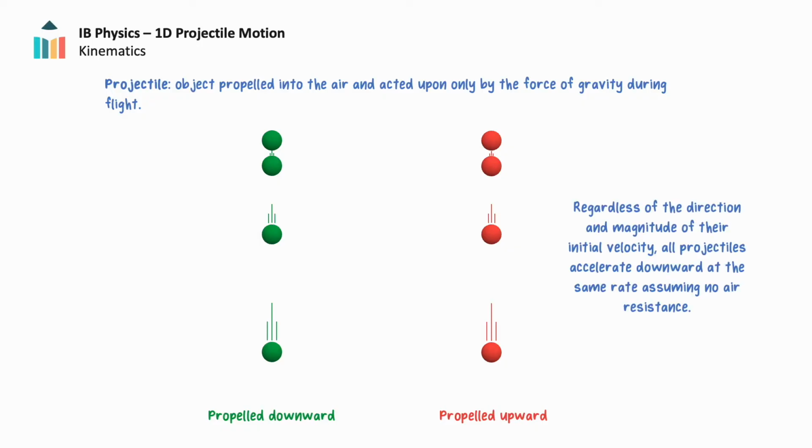Regardless of the direction and magnitude of the projectile's initial velocity, every projectile will accelerate downward at the same rate, 9.8 meters per second squared, the acceleration of free fall near the Earth's surface, provided there is no air resistance acting on the projectile. To understand the characteristics of a projectile's trajectory, we'll consider a one-dimensional projectile that is initially propelled upward and lands at the same height from which it is launched.